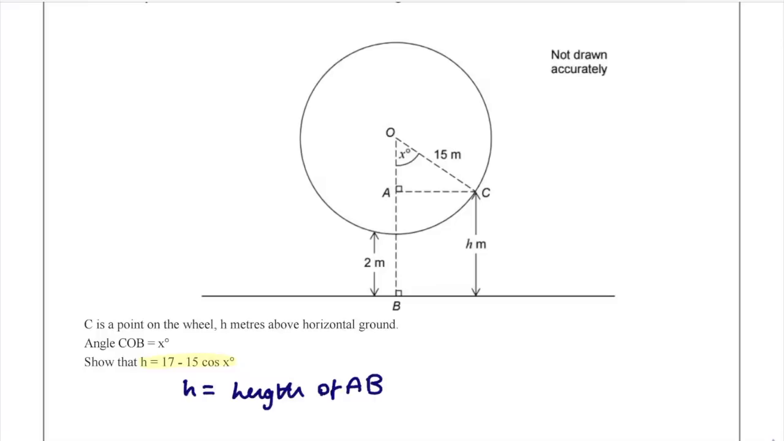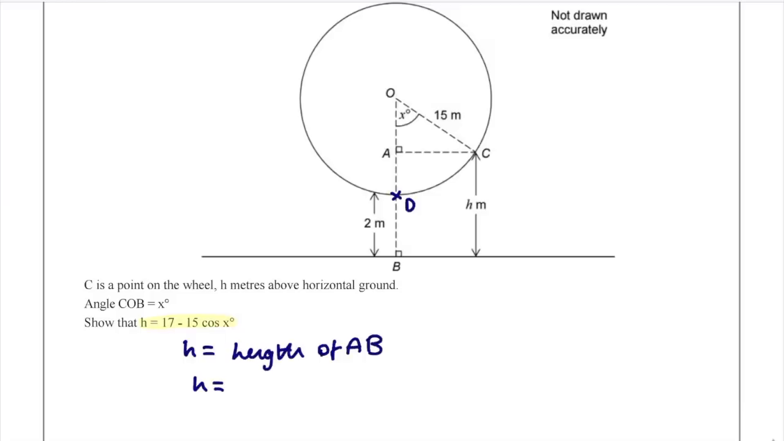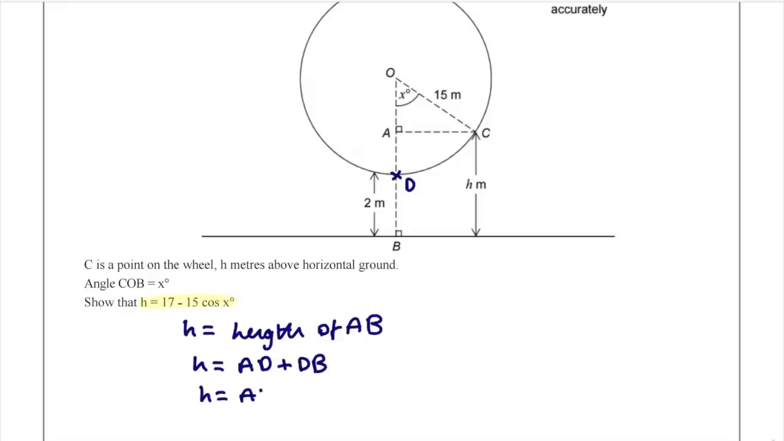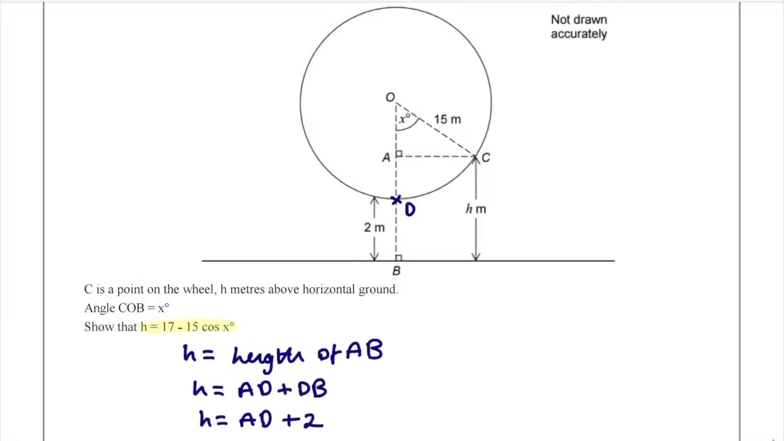Now, if h is equal to the length of AB, well, that means we can try and find an expression for AB. Now, if we look at this point here, and I'm going to call this point D, because we don't have a point D, that would mean that h is equal to the length AD plus the length DB. Now, DB, you should be able to see, is 2 metres. So h equals AD plus 2 metres, okay? Now, what you're probably saying is, well, we need to work out what AD is. So how are we going to work that out?